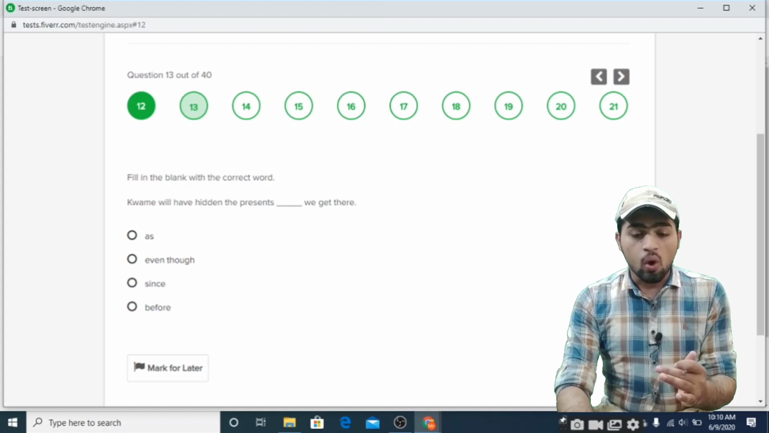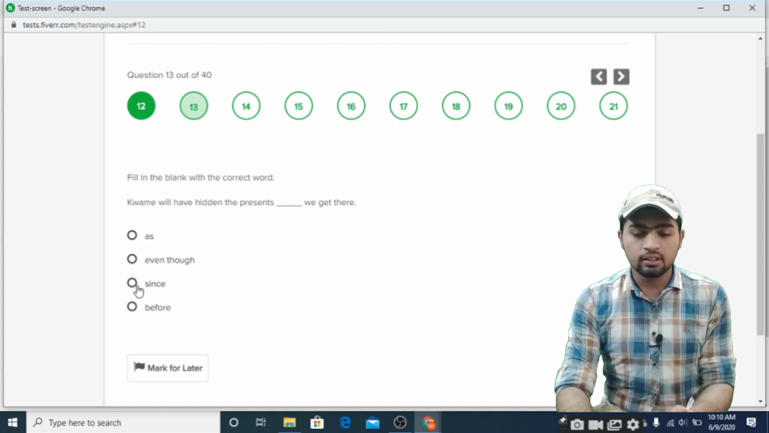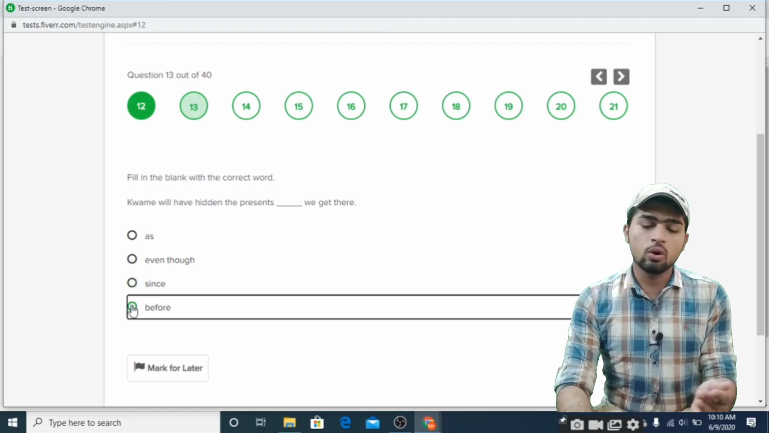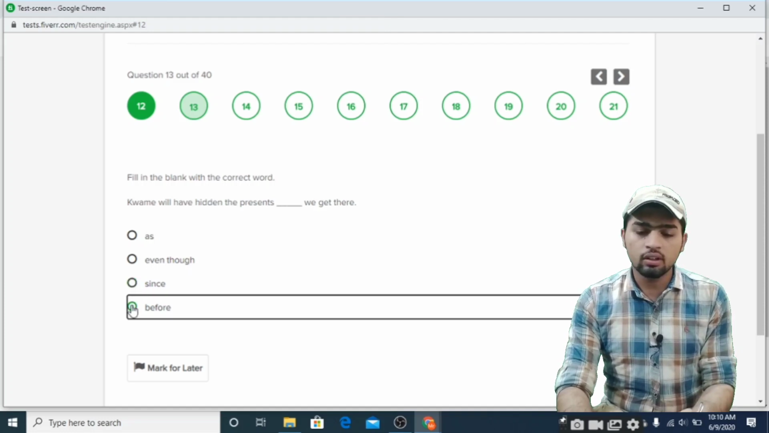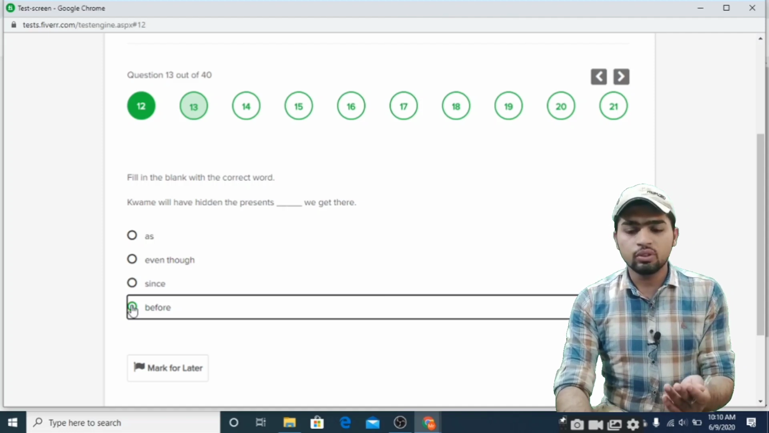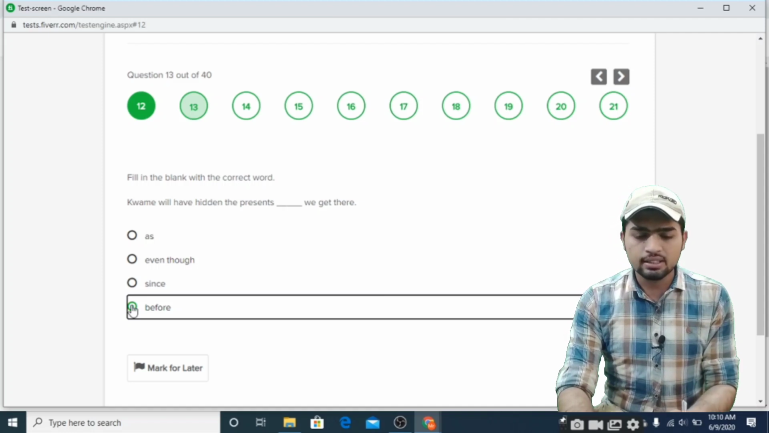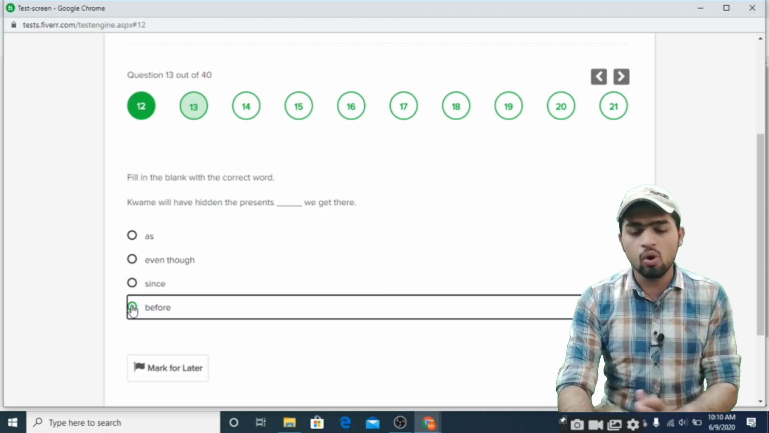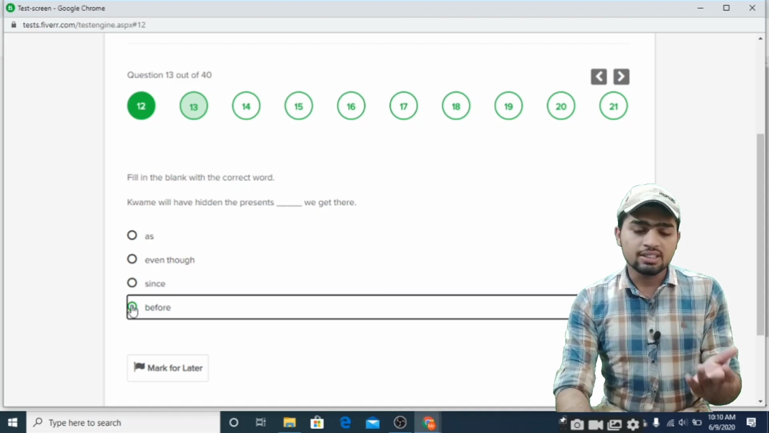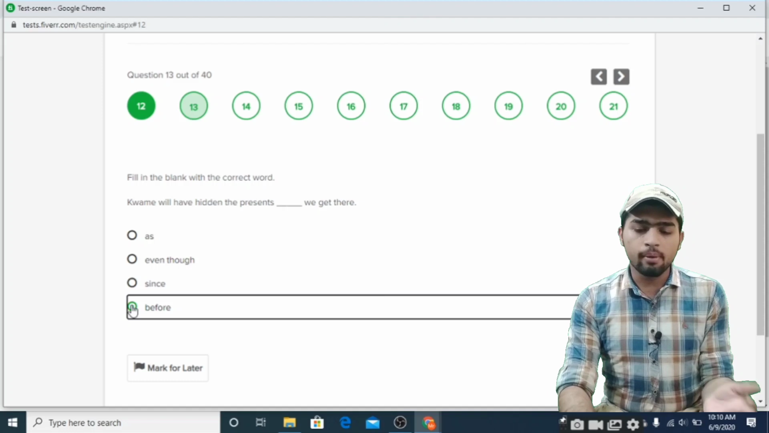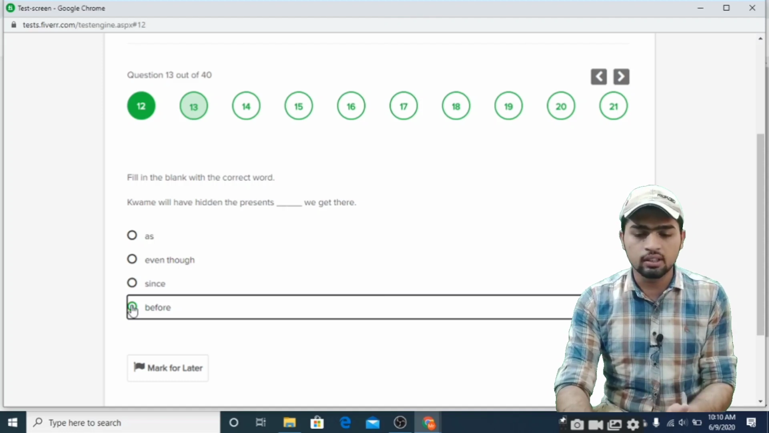Next, Kwame will have hidden the presents dash we get there. I think since or before. I think Kwame will have hidden the presents dash we get there. I think since is the correct answer or before is the correct answer.